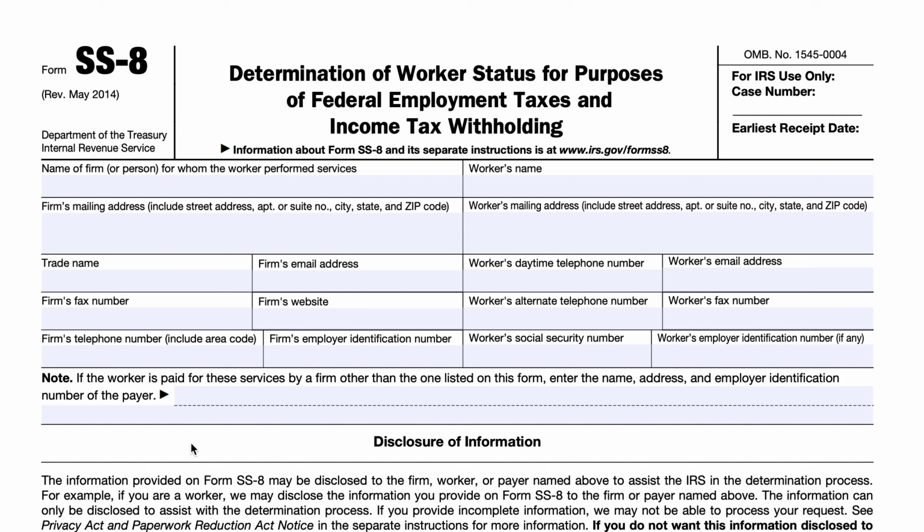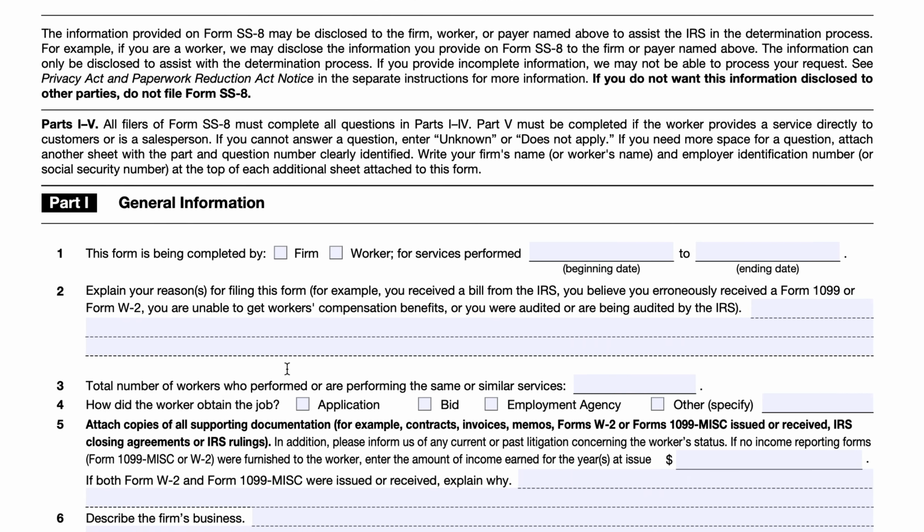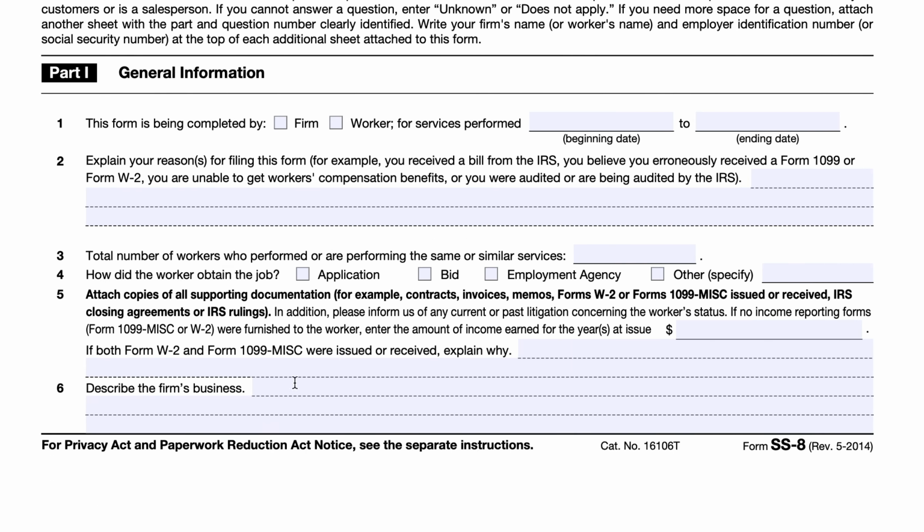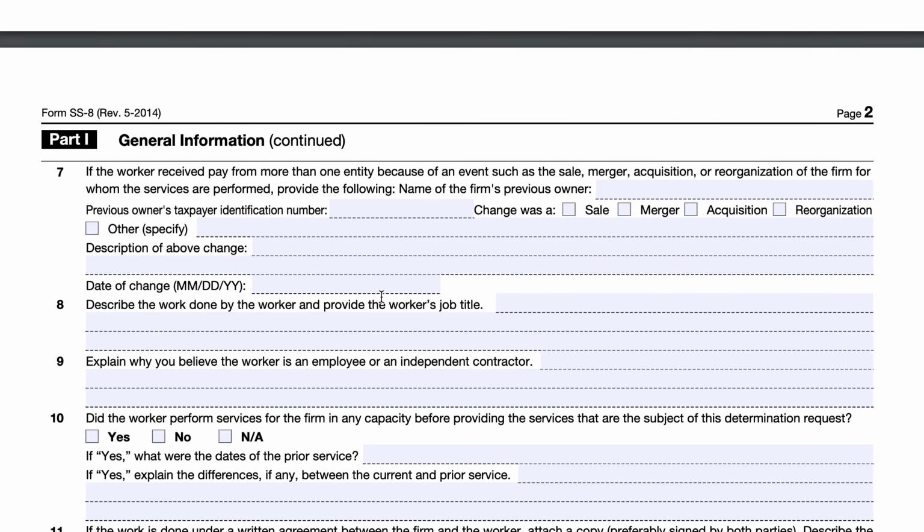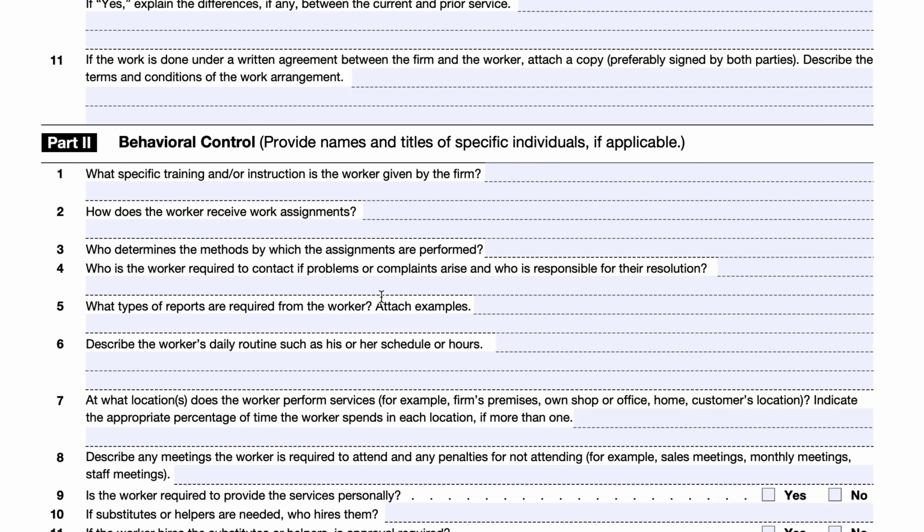So we'll briefly overview the 5 parts. Part 1 is general information. Part 2 down here is behavioral control. So in other words, do you have a supervisor? What's the daily routine like? Does the worker have the ability to decide when they're doing work, what type of work they're doing, who they're interacting with, what their daily routine looks like?